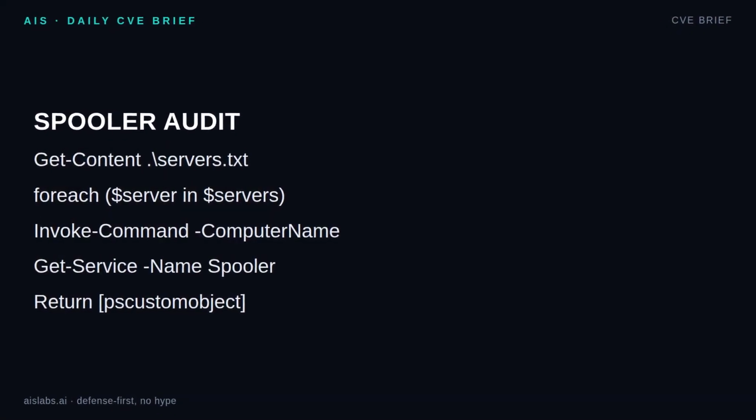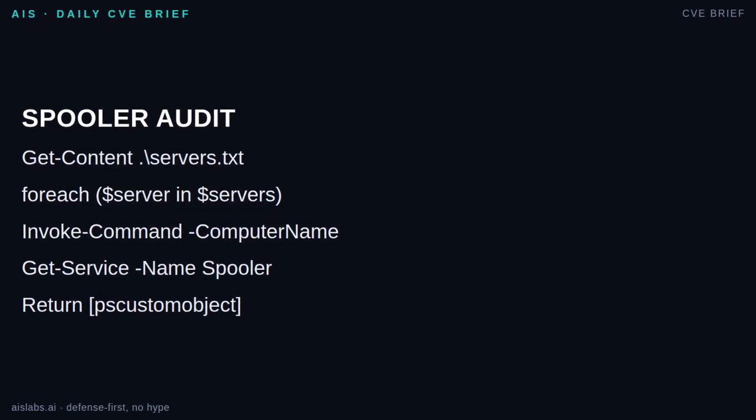Let's turn that Friday pain into a clean audit. Help desk has a text file named servers.txt, one server name per line. We read it with Get-Content. Then $report = foreach ($server in $servers). For each server, use Invoke-Command with -ComputerName and a -ScriptBlock that runs Get-Service -Name Spooler on the remote machine. Use -ErrorAction Stop so connection failures go to catch, not silent red text. Return a custom object with computer, service, status, and maybe an error field. Now you have objects, not screenshots. You can pipe $report to Where-Object Status -eq Running, Export-Csv, or Format-Table for a quick readout.